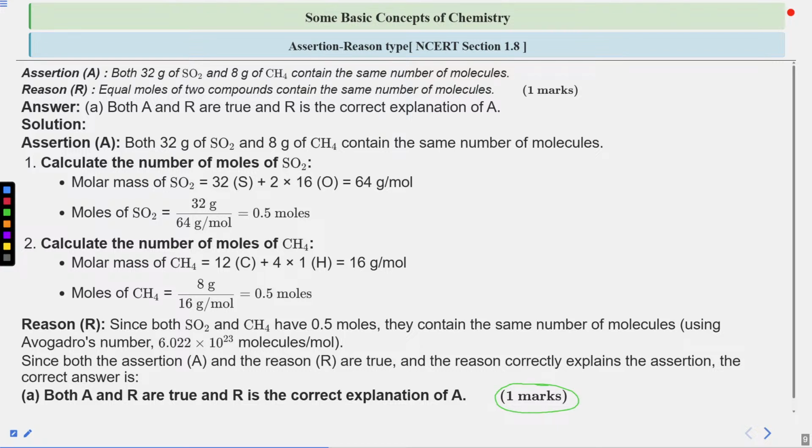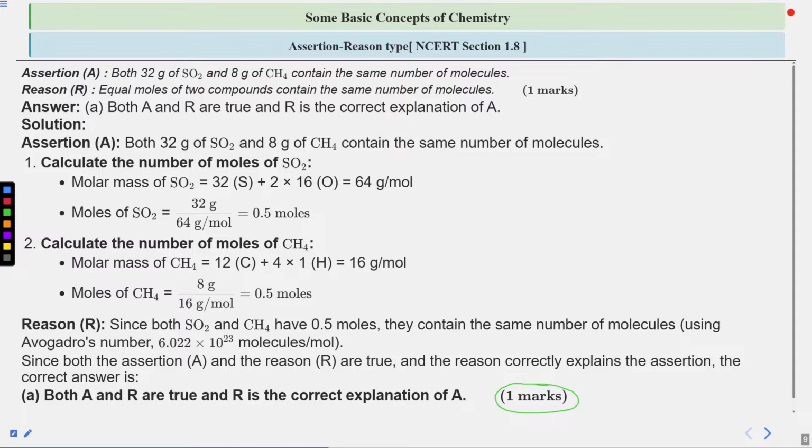So this assertion-reason type comes under your MCQ type only. You have to explain the thing. So why do we take the Avogadro number? Yeah, it is important to learn the mass of all elements up till the sodium line at least.